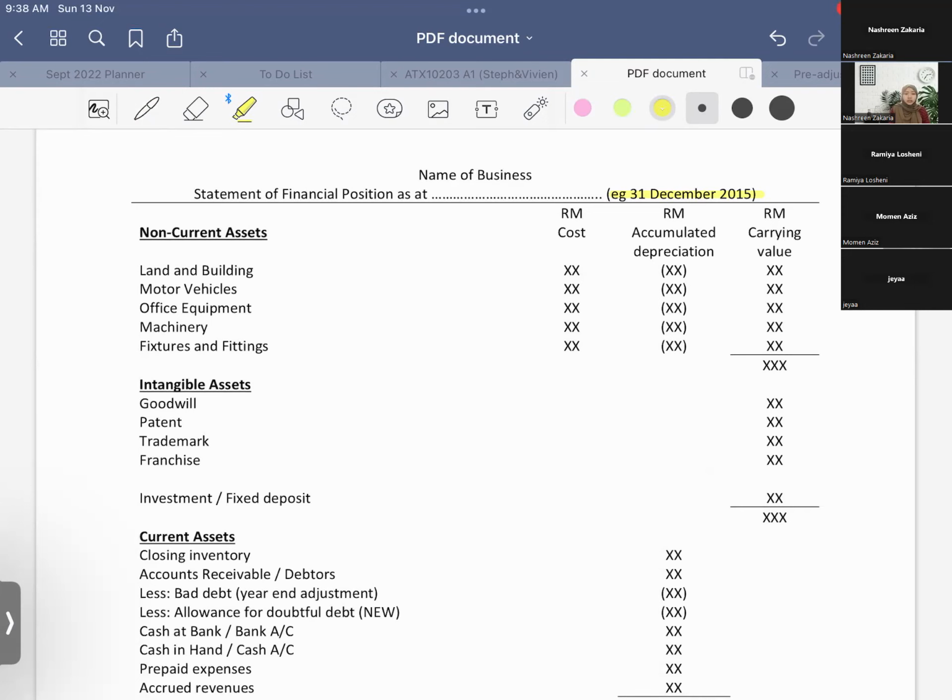2022, let's say. Okay. And then look here, if you remember what I mentioned just now, SOFP will only include our three elements: asset, liability, and ownership.